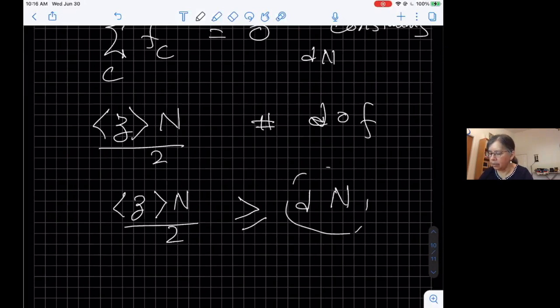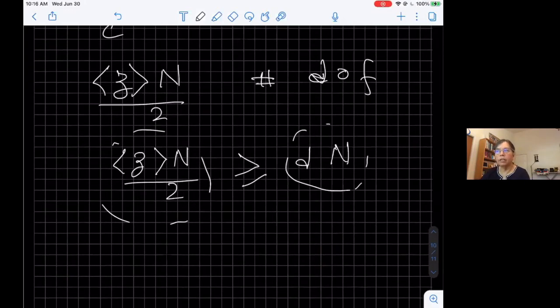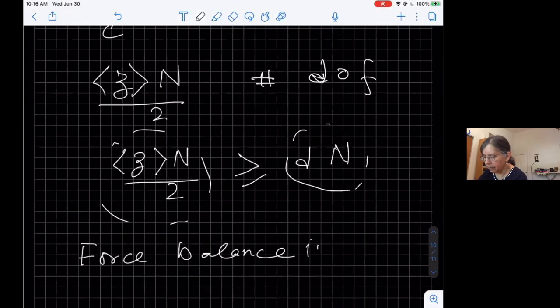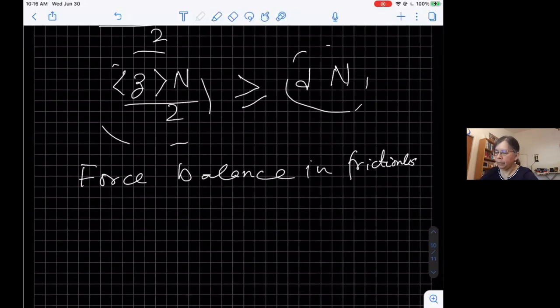These are the number of degrees of freedom. These are the constraints. So this has to be satisfied for force balance in frictionless. So now do you see something interesting?